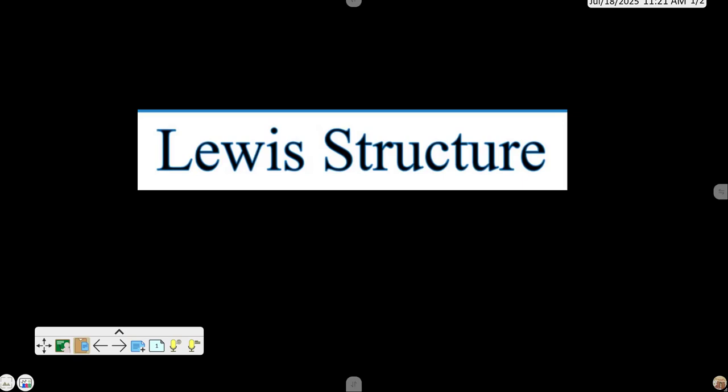So today we are going to learn about Lewis dot structures, how to draw Lewis dot structures very easily, because children are confused regarding how to draw them. These are very important topics in our chemical bonding chapter. So let us see Lewis dot structures, how to draw.